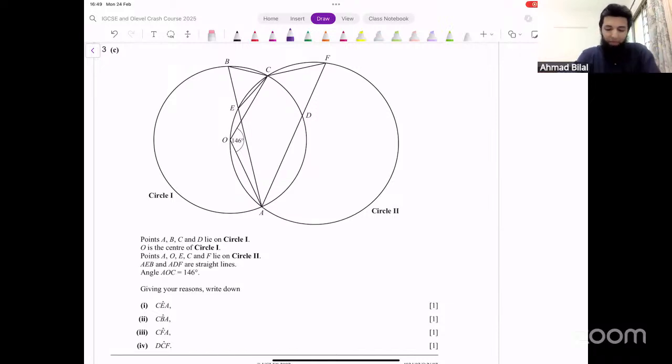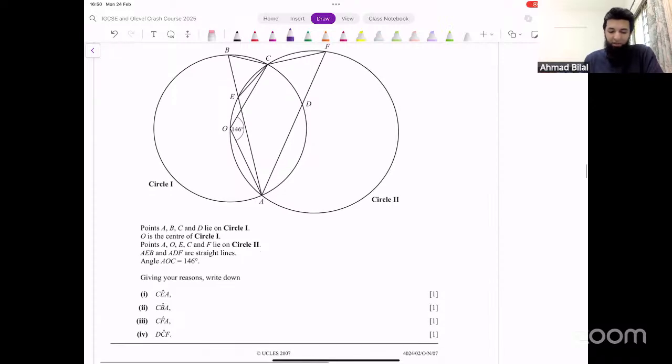All right, so points A, B, C, and D lie on circle 1. O is the center of circle 1. Points A, O, E, C, and F lie on circle 2. AEB and ADF are straight lines. Angle AOC is 146 degrees. Giving your reasons, write down CEA, CBA, and so on.